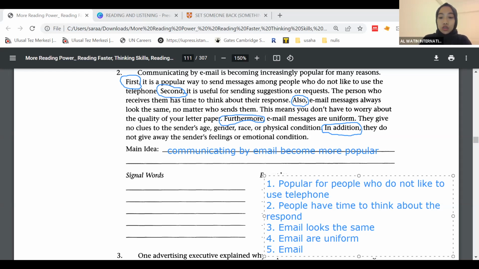Email does not give emotional condition. Different from a call. In a phone call, if you talk with someone and that person is angry or sad or happy, we can know directly, he is angry. But in email, the reader is not going to know that. The reader is not going to realize. So yeah, it's kind of positive and negative. So yes, that's email. So any question?